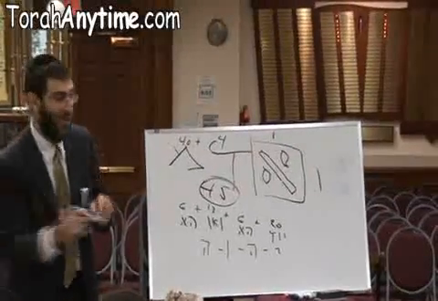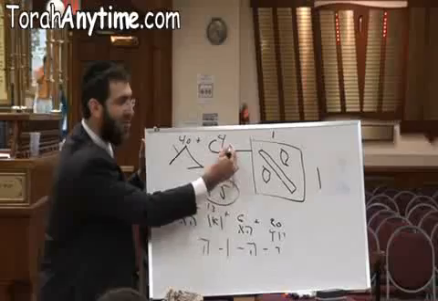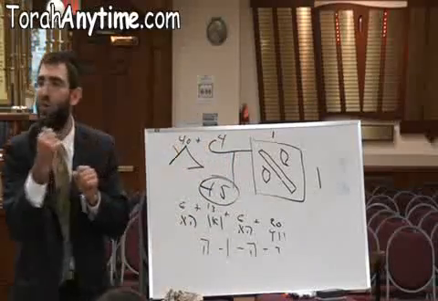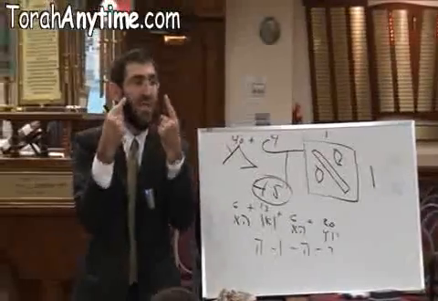Do you hear that? Yud, Hey, Vav, Hey spelled out is 45, the exact numerical value of human being. Because the real me is the fact that God is inside me. That's what it means to have a neshama.